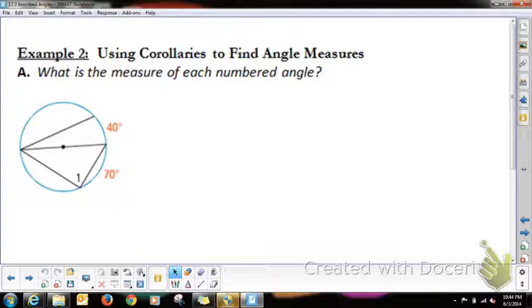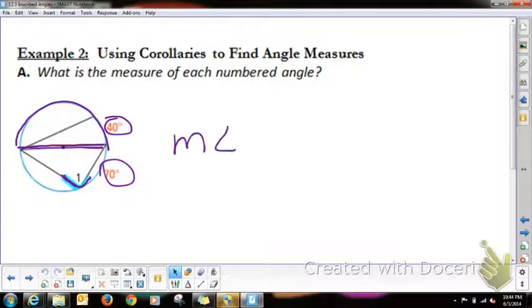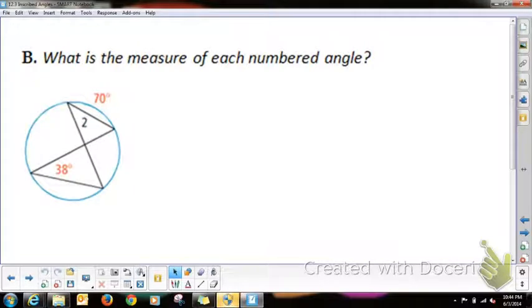So using corollaries to find angle measures, what is the measure of each numbered angle here? Well, we're looking for this angle, angle 1. What is this? Well, that's a diameter. So, what's the measure of angle 1? Angle 1 intercepts this arc, so we don't even need this 40 and this 70, because angle 1 intercepts the semicircle, so it's just 90 degrees. It's really that easy.